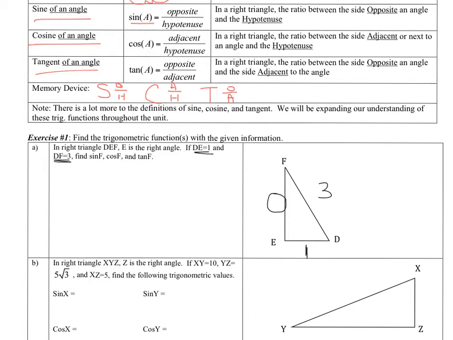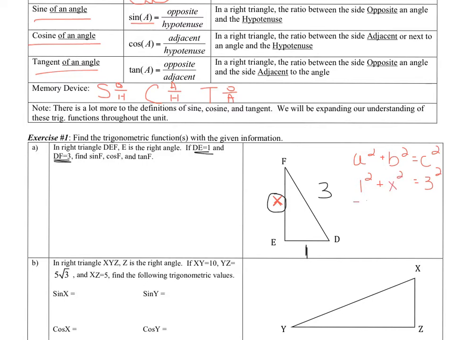So this is where the Pythagorean theorem comes in. So I'm going to write a squared plus b squared equals c squared. The 3 needs to go in for c because it's the hypotenuse. My missing side I'm going to label as x. And really, I can use the 1 and the x interchangeably, so I'm just going to write 1 squared plus x squared equals 3 squared.